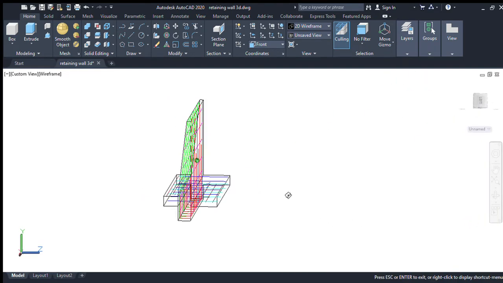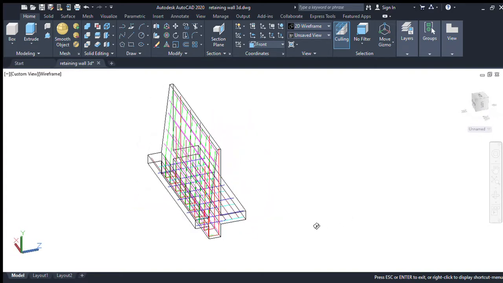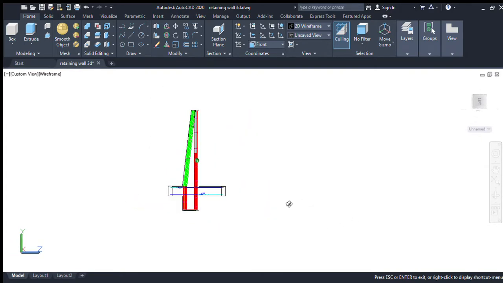You can see the 3D modeling of the cantilever retaining wall. This is the stem. This is the stem height. This is the heel slab. This is the toe slab. The bottom portion is called a shear key. You can see the southwest isometric of this retaining wall.